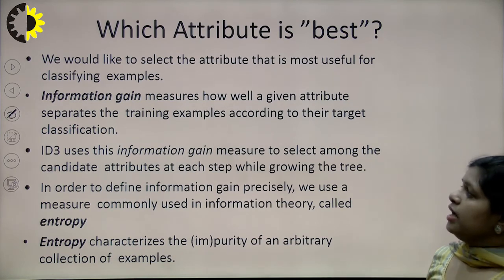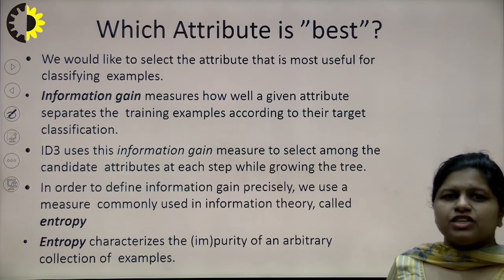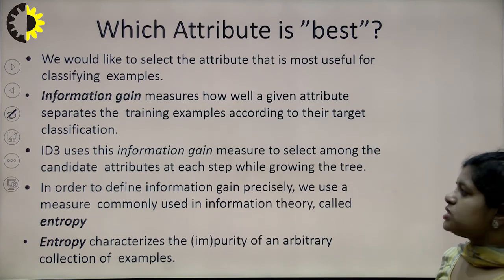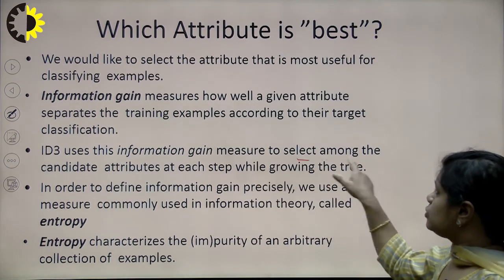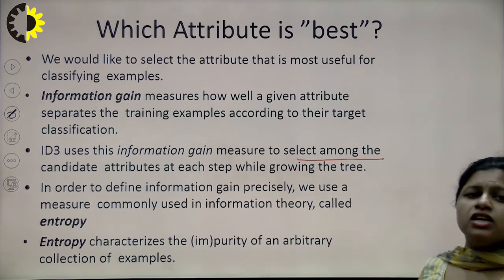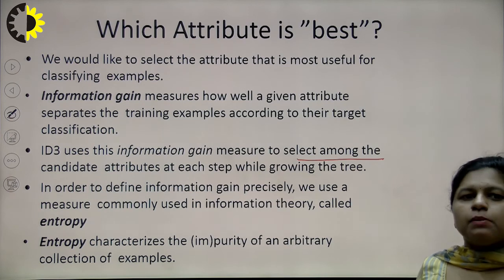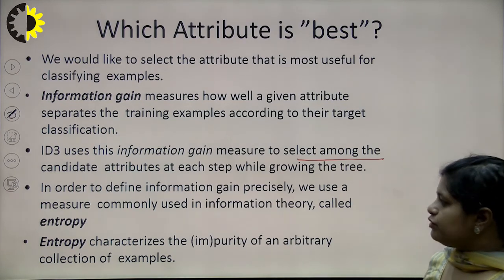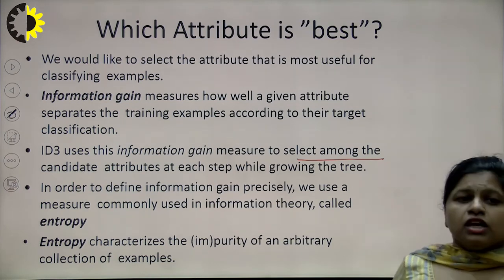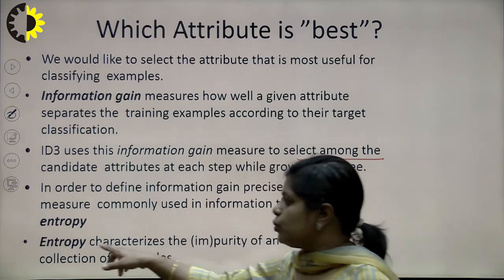The information gain measure tells us how well a given attribute separates the training examples according to their target classification. ID3 uses this information gain measure to select among the candidate attributes at each step while growing the tree. So at each step we need to measure the information gain to select the best feature. In order to define the information gain precisely, we use a measure which is commonly used in information theory, known as entropy.